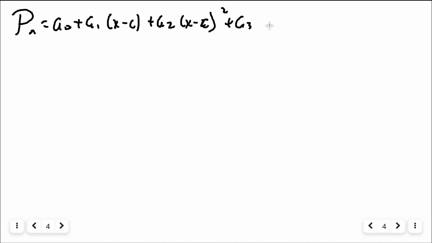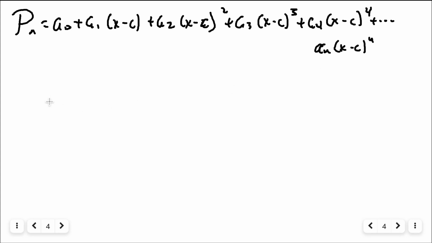So let's say I had p sub n is equal to a0 plus a1 (x minus c) plus a2 (x minus c) squared plus a3 (x minus c) cubed plus a4 (x minus c) to the fourth plus, keep going, an (x minus c) to the n power. So now let's start finding derivatives.